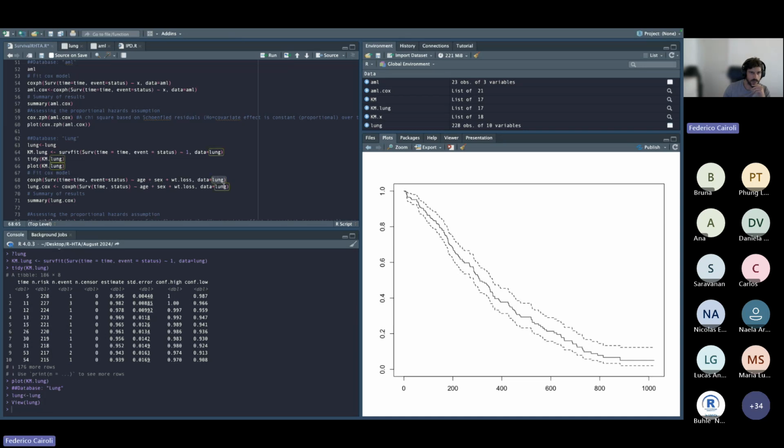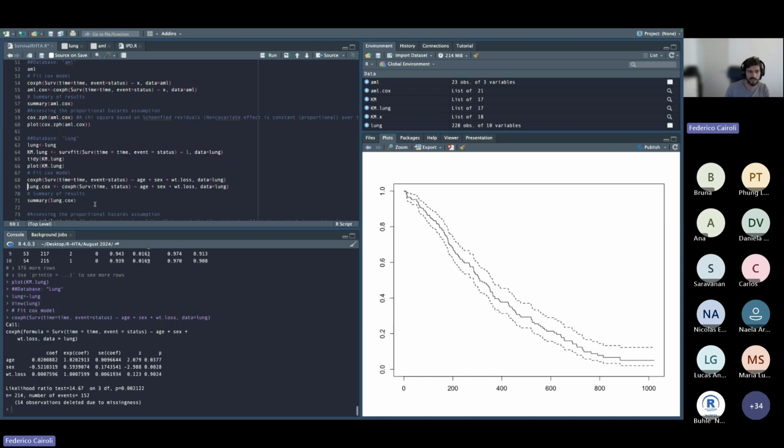And then, of course, we are now using this specific Lang database, not the acute leukemia database. So we run this specific function. And if you remember, when we did the same for the other database, I said to you that if we assign this specific function to an object, and then we just run the summary for the object, we obtain more information. We are going to do the same here.